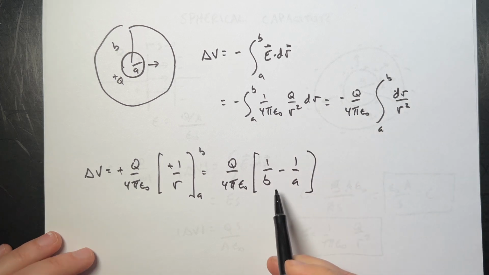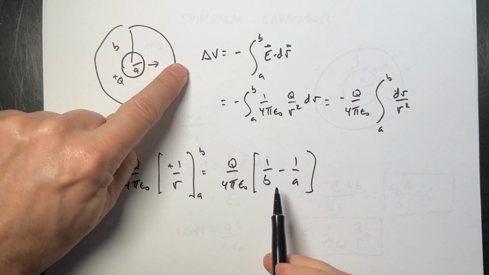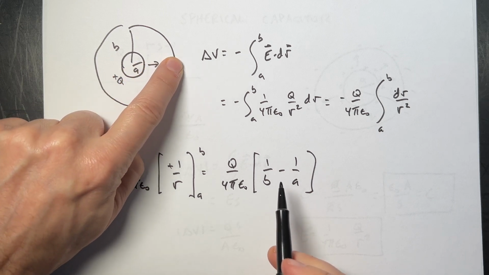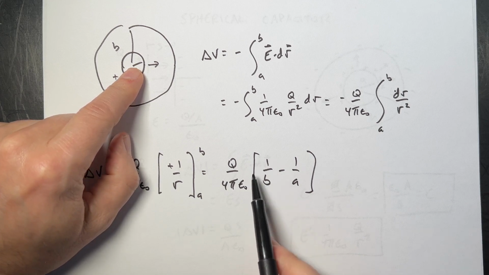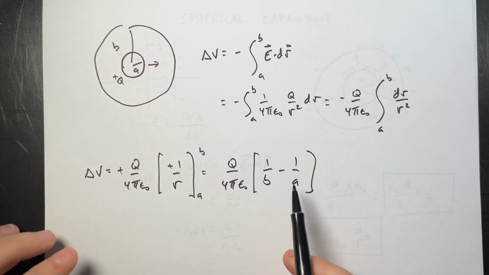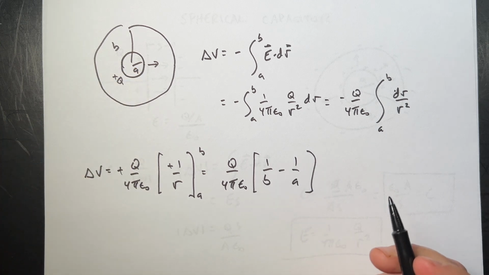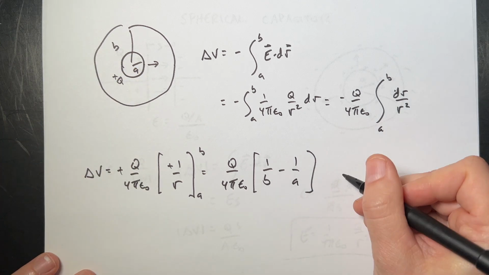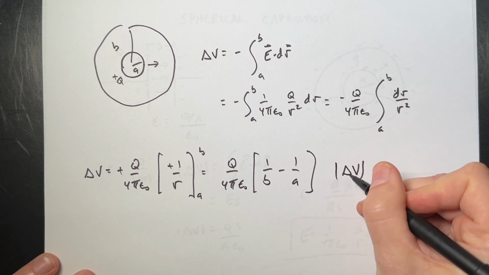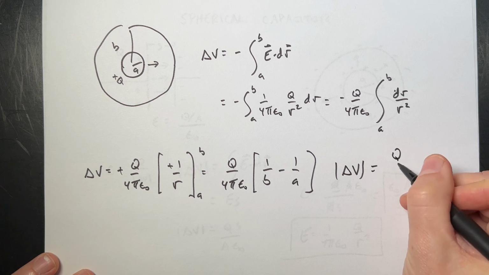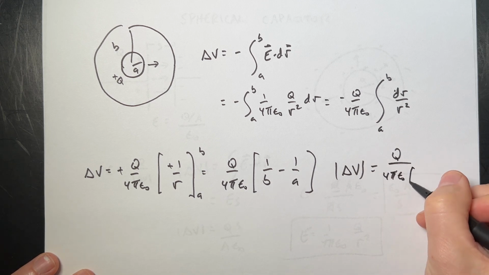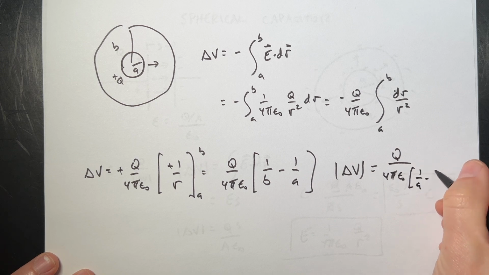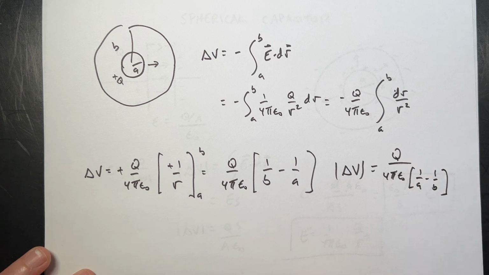And you'll notice that if I'm going in the direction of the electric field, I should have a negative change in potential. B is larger than A, so 1 over B is smaller. So this does give me a negative number, but I don't really care because I'm going to use the magnitude anyway. So let's write the magnitude, delta V magnitude, as Q over 4 pi epsilon naught, and then I'm going to write this as 1 over A minus 1 over B, just for convenience.